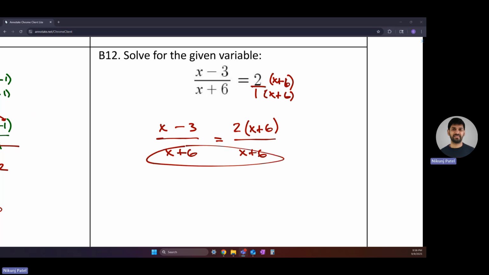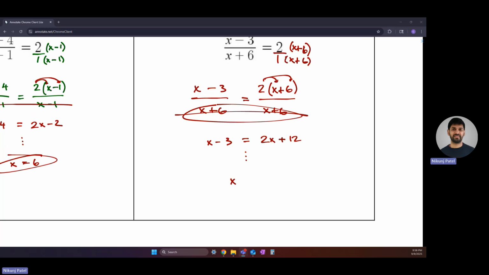So we can drop the denominators there. x minus 3 equals 2. I'm going to multiply through there. 2x plus 12. And solve from there. And you have x equals 15.